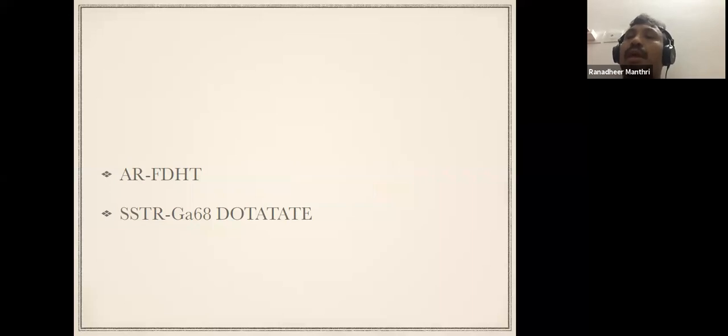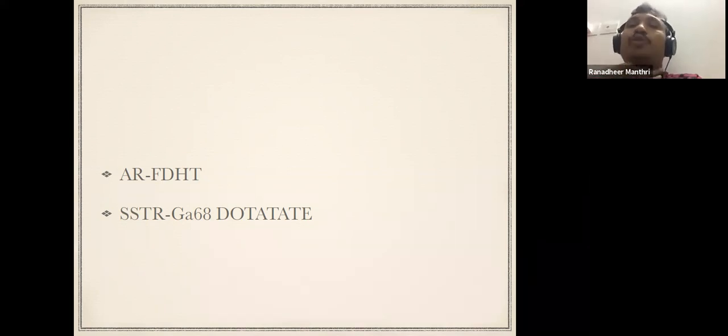Androgen receptor: it is fluorodihydroxytestosterone. Somatostatin receptor: gallium-68 dotatate. These are the receptor expressions which we use. For androgen receptors, we know that prostate cancer can be castration refractory or castration sensitive. After castration there can also be a rise in PSA. We don't know whether it is hormone refractory or hormone sensitive, because if it is hormone sensitive, we can still use enzalutamide, abiraterone, and all those things. So if we want to know whether there is androgen receptor expression or not, we can do an FDHT scan.